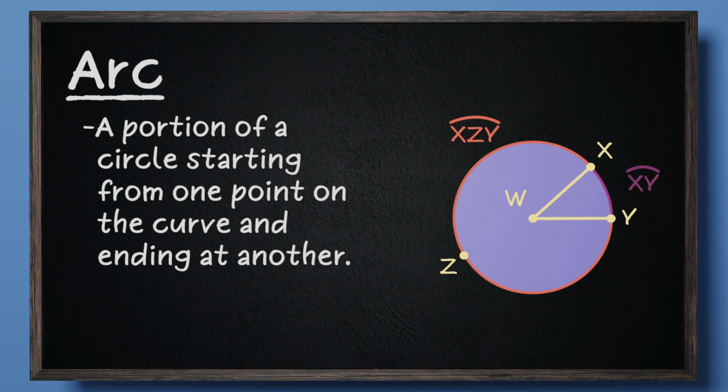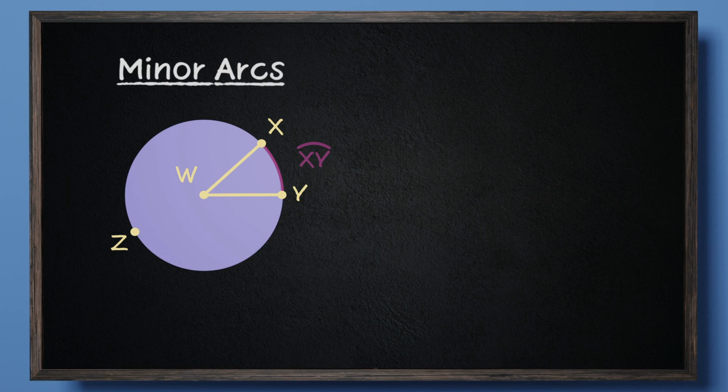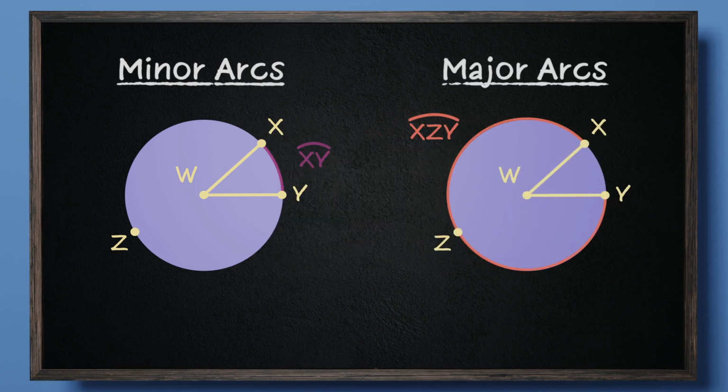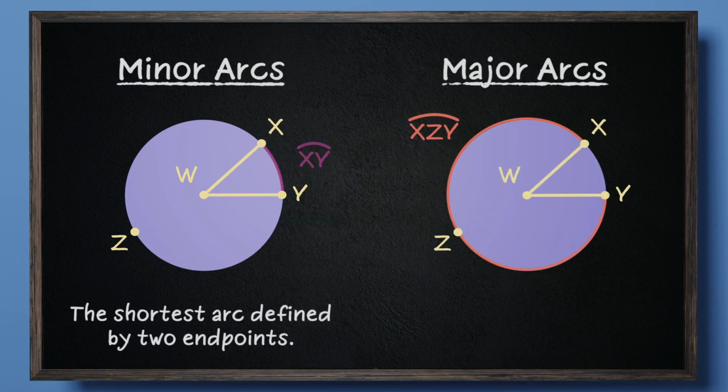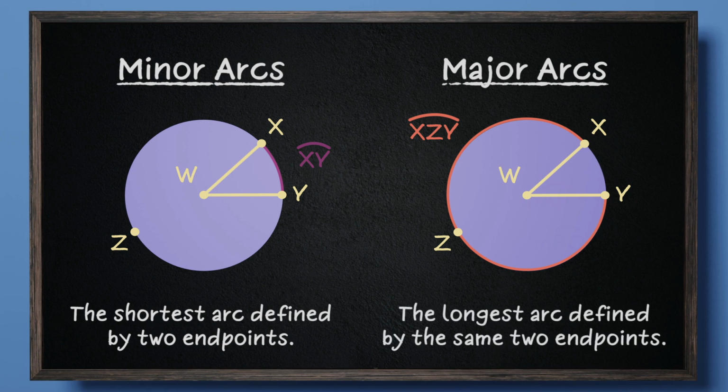Arcs XY and XZY are examples of two kinds of arcs, minor arcs and major arcs. A minor arc is the shortest arc defined by 2 endpoints, while the major arc is the longest arc defined by the same 2 endpoints. Arc XY is the minor arc, while arc XZY is the major arc. Arcs are measured using 2 different units, degrees and radians, which is referred to as arc measure. We will revisit radians towards the end of the lesson.